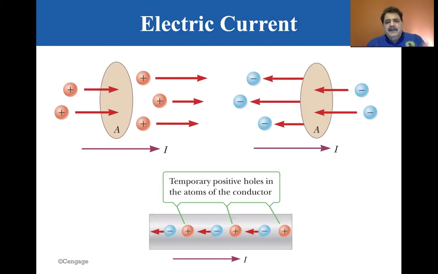You can see at the bottom it says temporary positive holes in the atoms of the conductor. In other words, an electron has left the atom, and so it leaves basically a positive ion in the atom. And so as the electrons move in one direction, the positive holes migrate in the opposite direction, and that's what we call current. It's an unfortunate assignment, but we live with it.